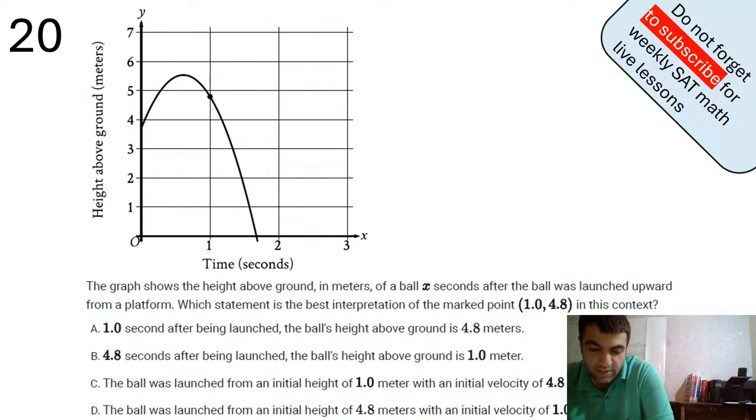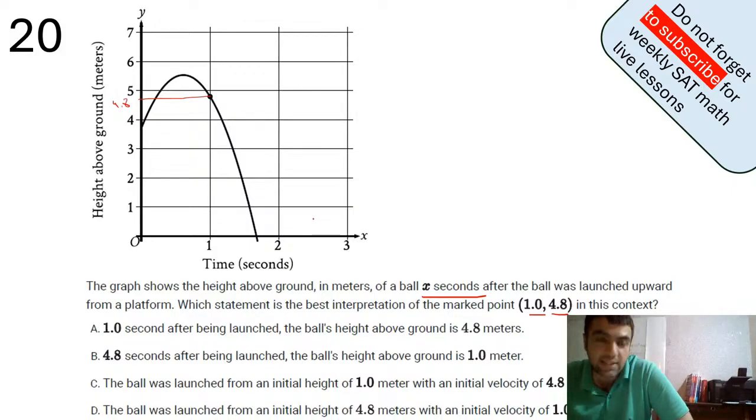Next question, let me read for you. The graph shows the height above ground in meters of a ball, x seconds after the ball was launched upward from a platform. Which statement is the best interpretation of the marked point (1, 4.8) in this context?